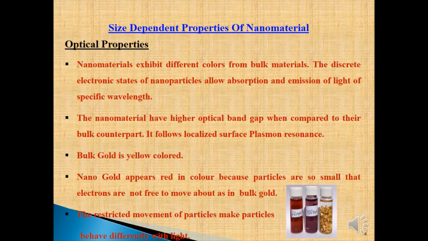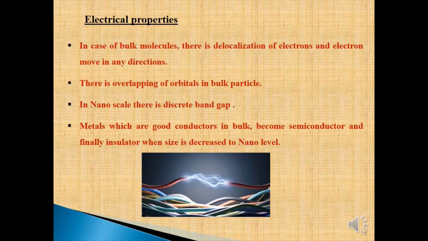Electrical property. In the case of bulk material, there is delocalization of electrons. An electron can move in any direction, so there is overlapping of orbitals in bulk particles. But in nanoscale, there is a discrete band gap. Metals which are good conductors in bulk become semiconductors and finally insulators when the size decreases to nanoscale.